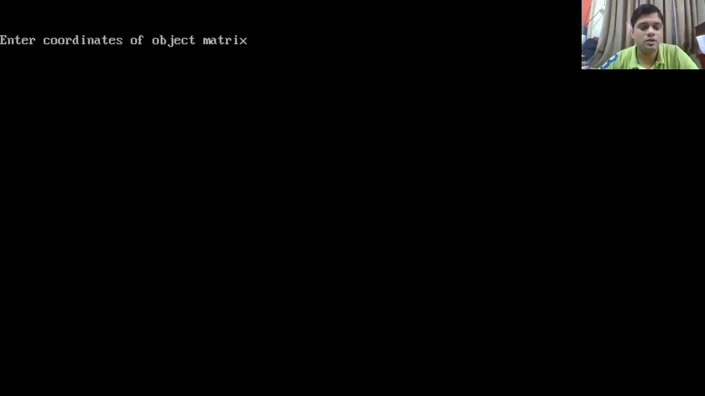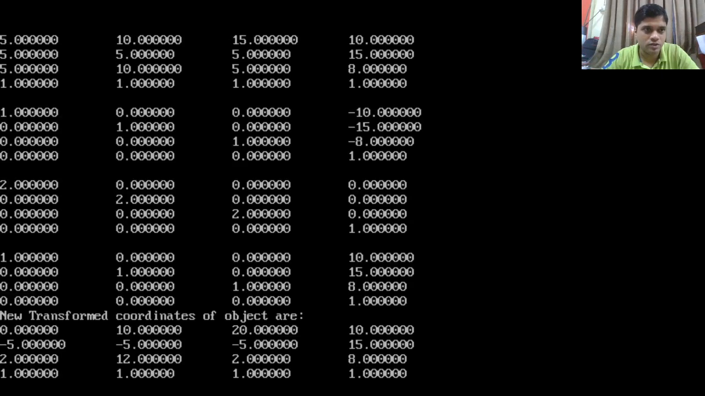Now remember, we have to enter the coordinates in xyz, xyz, xyz, xyz values. So this is 5, 5, 5, the first p value, then 10, 5, 10, that is the q value, then 15, 5, 5, that is the r value, and then at the end it is 10, 15, 8. So we have got 12 total values: 5, 5, 5, 10, 5, 10, 15, 5, 5, and 10, 15, 8. When I press enter, the calculation will be carried out.